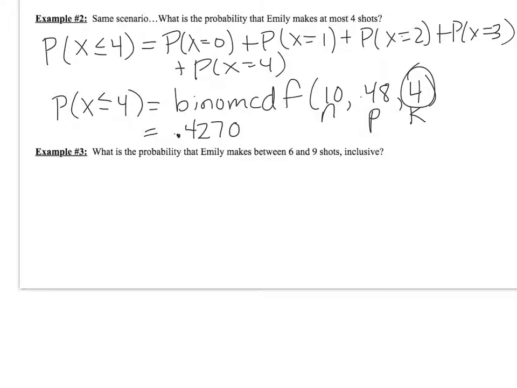In the next example, what's the probability that Emily makes between 6 and 9 shots inclusive? So again, the probability that she makes between 6 and 9 shots would be x greater than or equal to 6, less than or equal to 9. So if you remember back to when we did our units where we had to use that table in the book for normal CDF, remember that the book only did things cumulatively from left to right. Normal CDF allowed us to put in lower bounds and upper bounds. For some unknown reason to me, the binom functions do not allow you to set lower bounds and upper bounds.